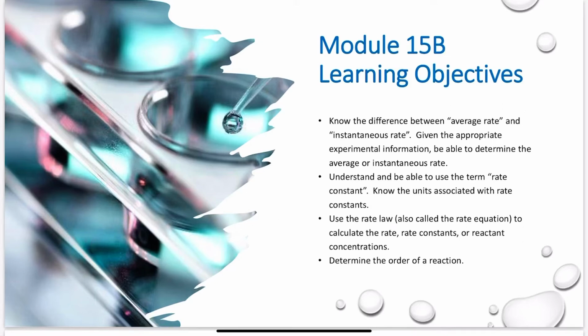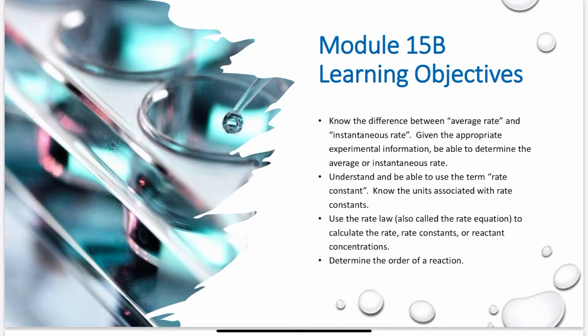Module 15b, I want to start talking about the rates of the reactions themselves. You do need to understand the difference between an average rate and an instantaneous rate. If you're given the appropriate experimental information, you should be able to determine the average or instantaneous rate within a reaction. Be able to understand and use the term rate constant and know the units associated with the rate constants. The units are dependent upon the reaction itself. So the units on rate constant will vary depending on that reaction.